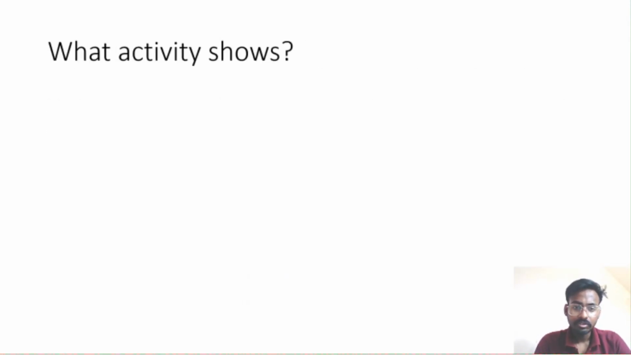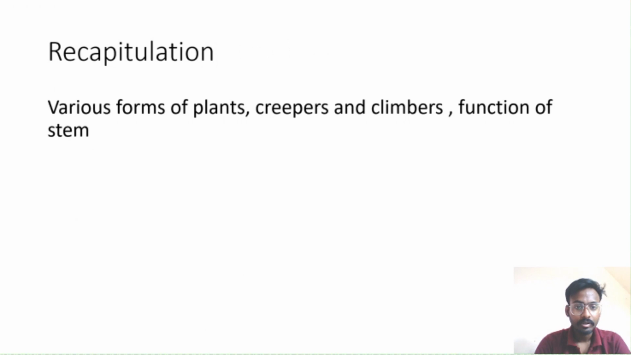Now we have studied all the things and we have seen what this activity shows. Now let's recapitulate what we studied today. So we studied various forms of plants like herbs, shrubs and trees. After that we studied the creepers and the climbers, and then the function of a stem and what it is bearing and what function it is mainly performing.